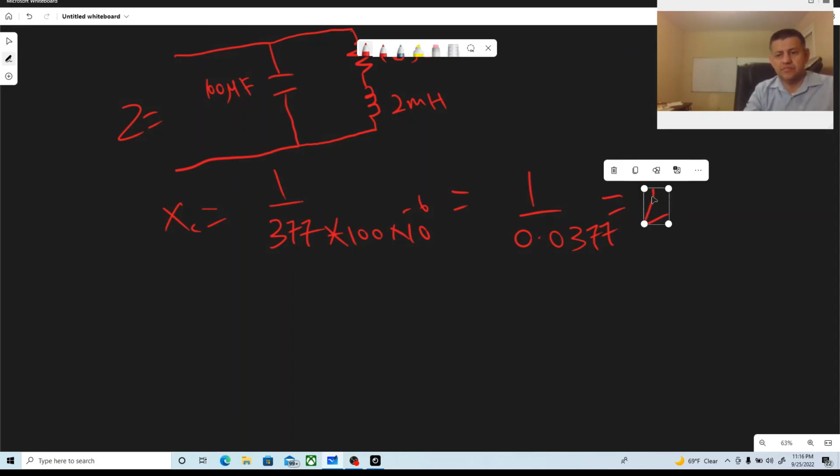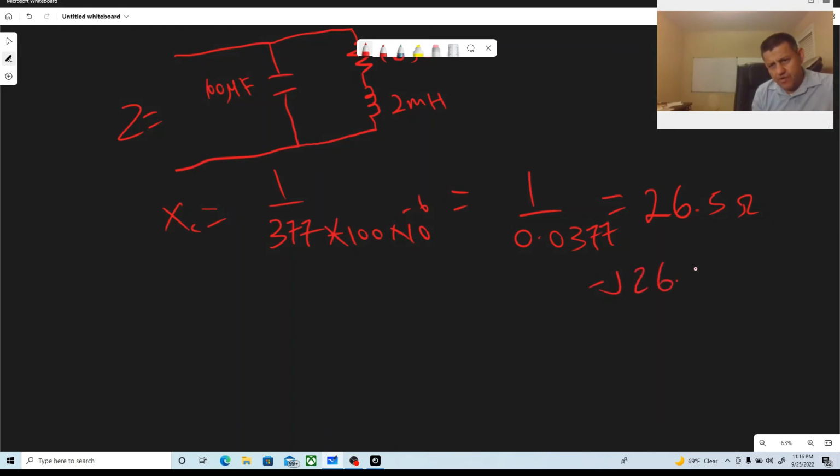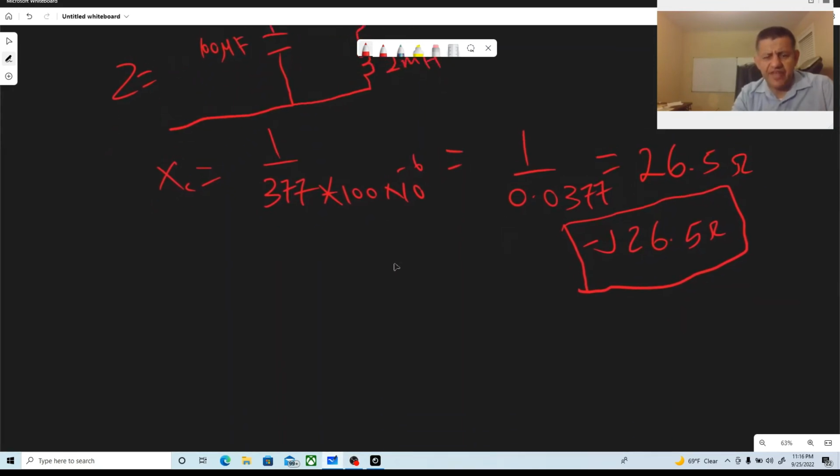26.5, right? And that is indeed ohms, which in reality is negative j 26.5 ohms. And why? Because we're dealing with a capacitor. So we have that value.